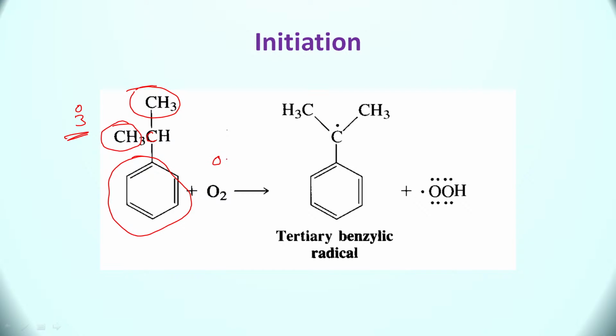Okay, this is the structure of O double bond O. This oxygen abstracts a proton. There is a homolytic dissociation of the C-H bond, and this carbon gets a single electron. This hydrogen gets a single electron, and there is an attachment of this hydrogen with oxygen. So you will get a tertiary benzylic free radical. This is the first step.